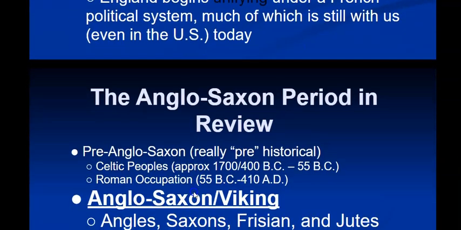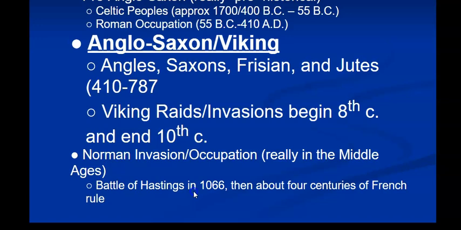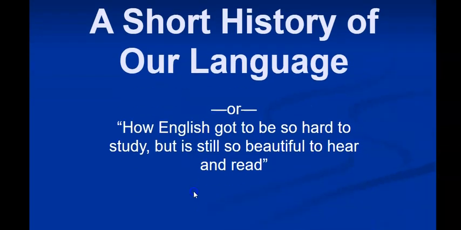Under the Anglo-Saxon period, in review: the pre-Anglo-Saxon, really prehistorical Celtic peoples, Roman occupation, Anglo-Saxon and Viking, Angles, Saxons, Frisians, and Jutes. Viking raids and invasions begin in the 8th and 10th centuries. Norman invasion, occupation really in the Middle Ages. Battle of Hastings in 1066. Then about four centuries of French rule. A short history of our language: how English got to be so hard to study, but it's still so beautiful to hear and read.